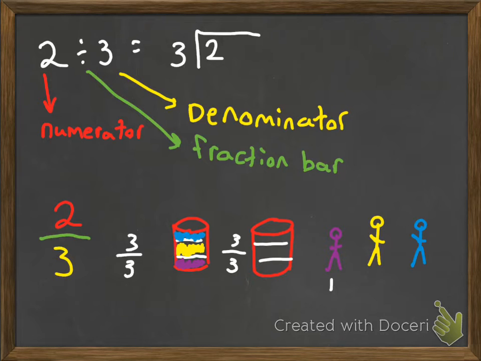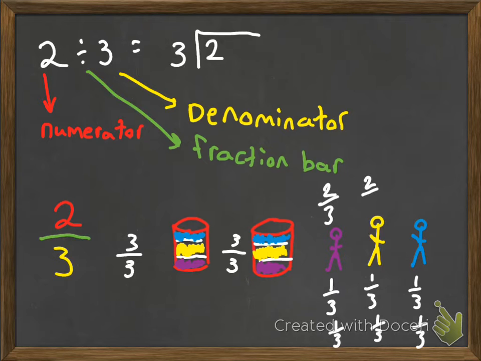Now I have a whole other can of paint left, and I can split that one up between the guys. So second can of paint, each guy gets 1/3: the purple guy gets 1/3, the yellow guy gets 1/3, and the blue guy gets 1/3. So that's another 1/3 for each of these guys. And now they all have 2/3, or 1/3 from each paint can. So 2 cans of paint divided amongst 3 people is 2/3. And each guy gets 2/3.